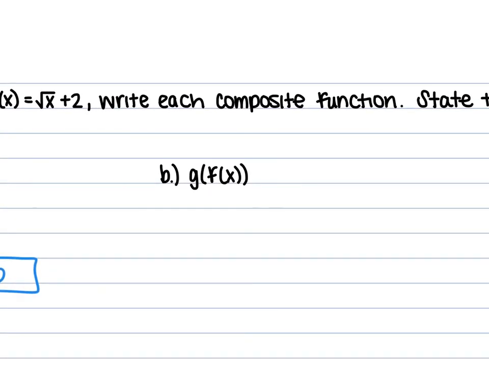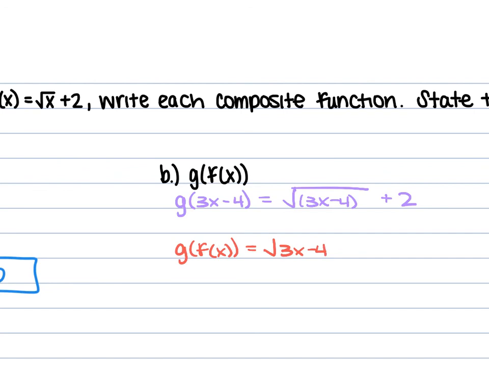For b, we have g of f of x. So this is the same thing as saying g of 3x minus 4. So you're plugging the 3x minus 4 into that function of g of x. So this is going to be the square root of x, which is 3x minus 4, plus 2. We can't go any further with this, so g of f of x is equal to the square root of 3x minus 4 plus 2.